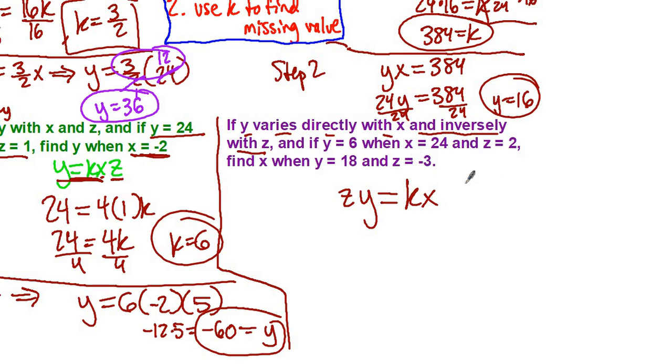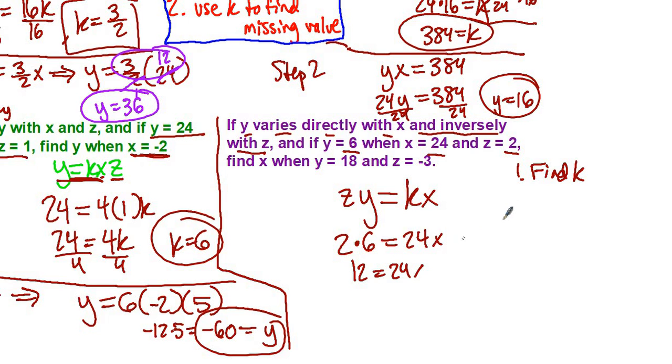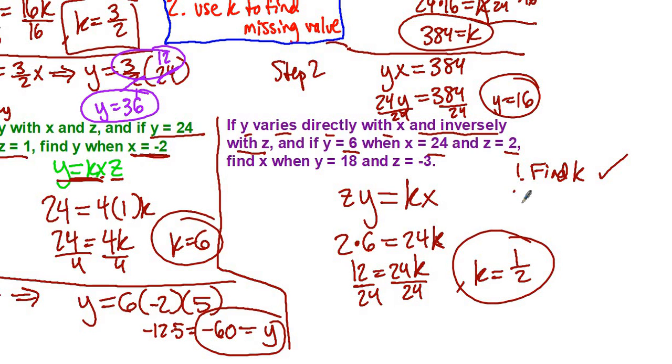Otherwise, our steps are the exact same. First step is always to find k, find what the constant is using, in this case, 3 values given. Before we said 2 values. Since we have 3 variables here, we need 3 values. So y equals 6, x equals 24, z equals 2. So z is 2 times y is 6. We don't know k, but we do know x is 24. That's going to be 12 equals 24 times k. Sorry, I should have said k right there. If we divide by 24, we're going to get k is equal to 12 over 24, which reduces to 1/2. So there's our first step.